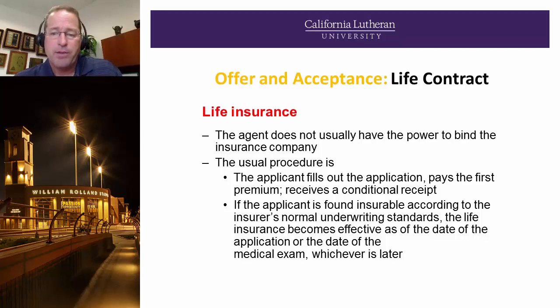So continuing on this slide here, the procedure is the application, paying the premium and receiving the receipt, and then the applicant, if found insurable according to the insurer's normal underwriting standards, the life insurance becomes effective as of the date of the application, which is what we just talked about.